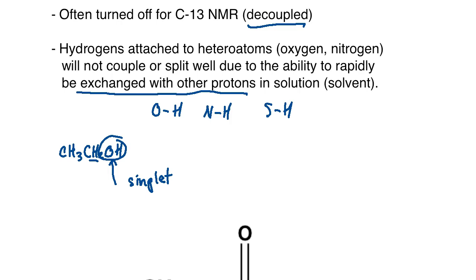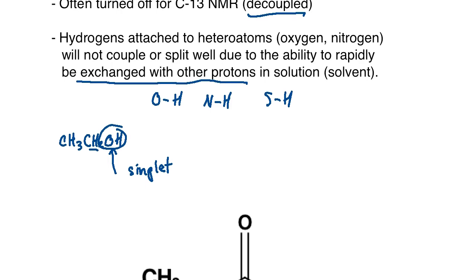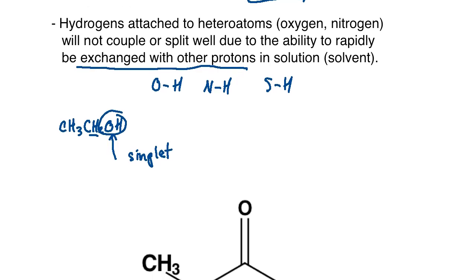All right? Now, you can play around with temperature some. If you really start lowering the temperature, you slow the exchange and you can bring some of the coupling back. But most of these NMRs are going to be run at an ambient temperature, meaning room temperature. And so in general, you're not going to be seeing the coupling or splitting of this. So again, we already looked at this example above. You would have the triplet and the quartet for the CH3 and CH2.